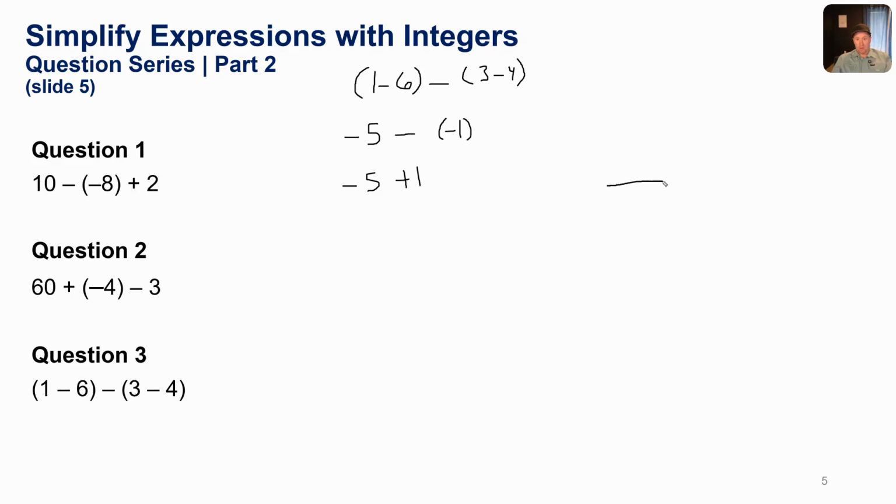Well, if I go to the number line here, and I start at negative 5, adding 1 increases my value. So where I end up then is at a positive 4 here. Or excuse me, negative 4. Okay, so negative 5 plus 1 is equal to negative 4. All right, so that is part number 2 for this particular question series. Let's look at part 3.